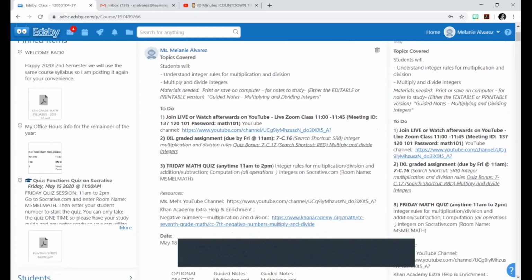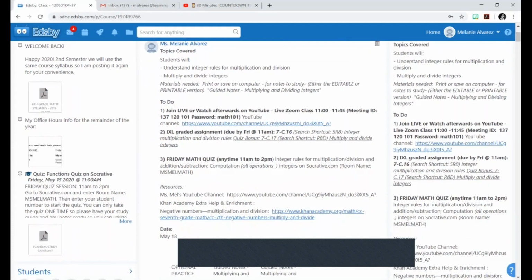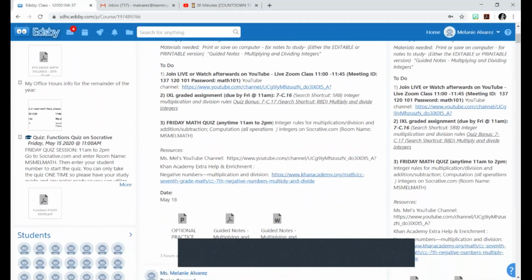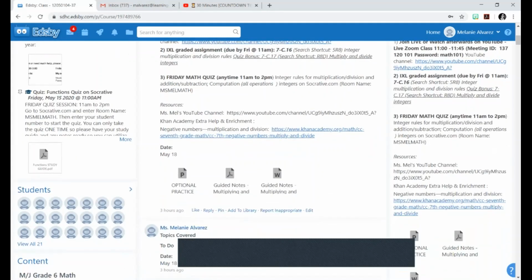We are going to learn that today, and the materials you are going to need are the guided notes, multiplying and dividing integers. They are found here, either the printable PDF or the Word document that you can click through. Good morning if you're just coming in.